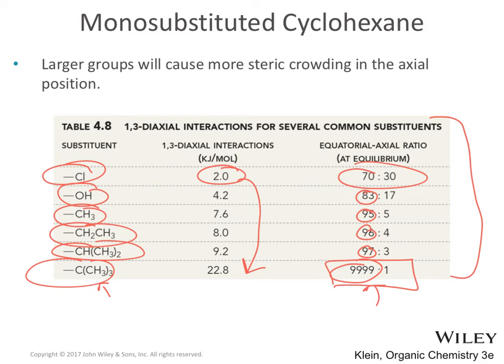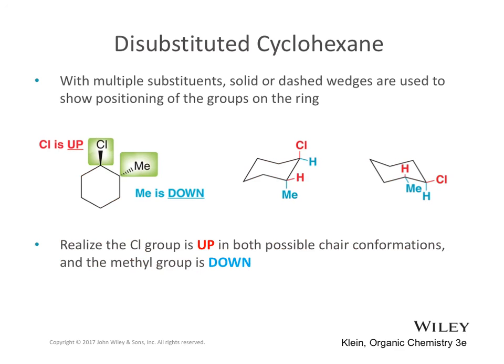What these numbers mean is that at equilibrium, for every one molecule where you have that group in the axial position, you have 9,999 with it in the equatorial position. Now, what about when we have more than one substituent on cyclohexane? Well, first we are going to need to interpret whether or not those groups are up or down. So with the solid wedge, that means the group is up, and with the hatched wedge, that means the group is down. So you want to first learn the skill of converting this representation into the chair.